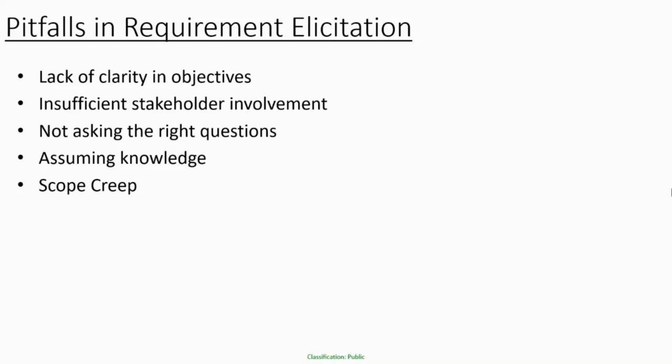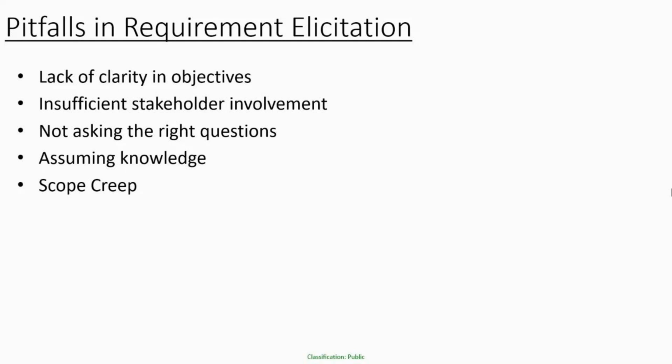And how can you do it? One thing is, clearly call out the assumptions and dependencies. In fact, in your business requirement document or the functional specification document and all, you mention what is not considered in scope of the project.